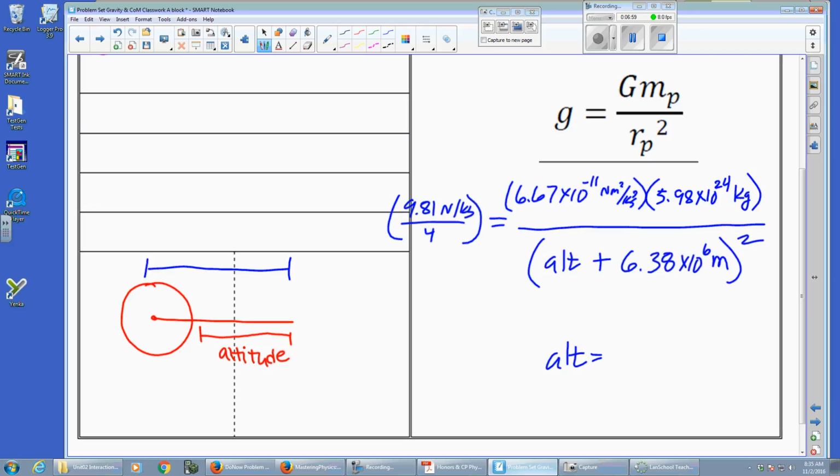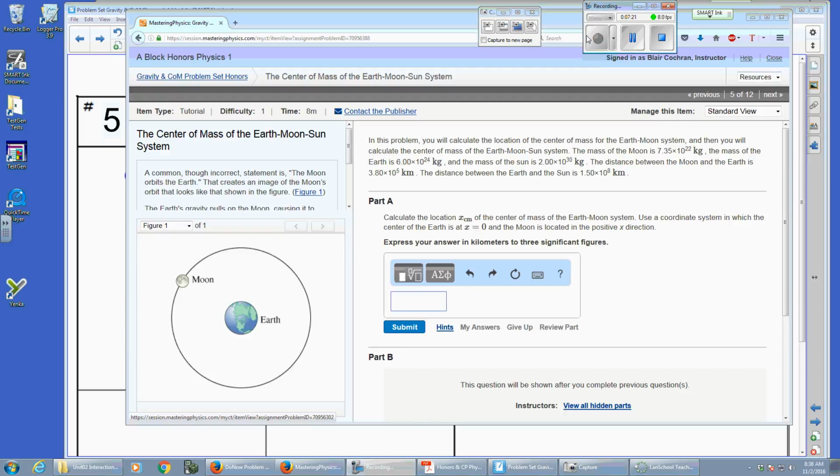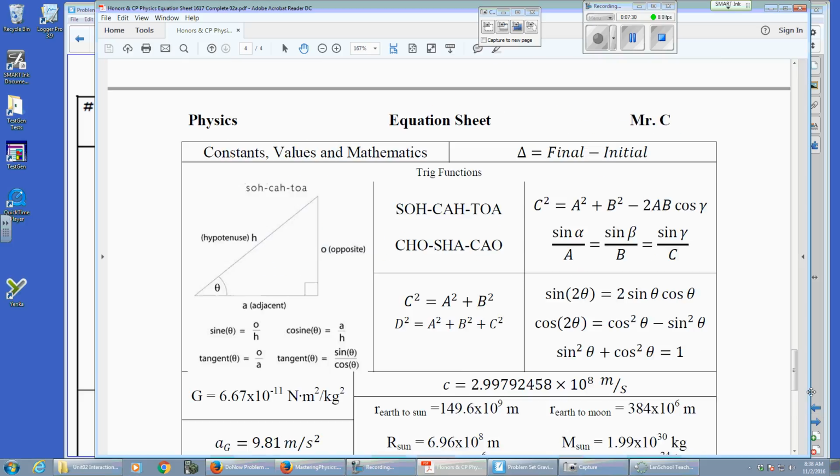Is there another one you guys want to do, or should I just do my own algebra? Do my own algebra? Okay. The Earth one. Yeah. All right. So we're going to do the Earth-Moon system. Number 5. Yep.